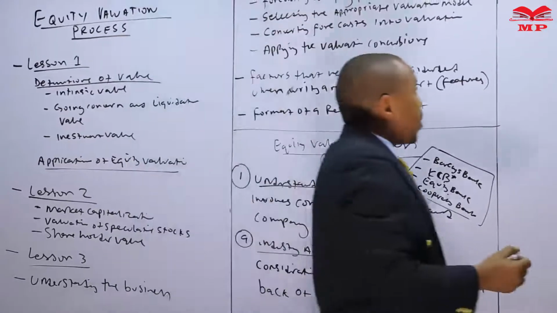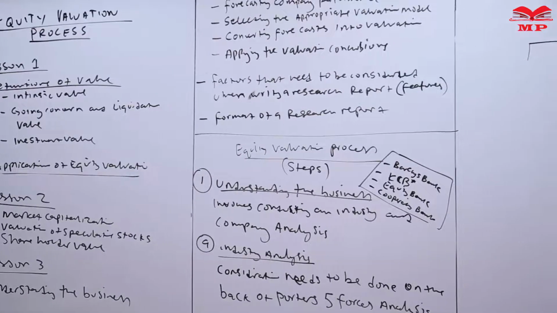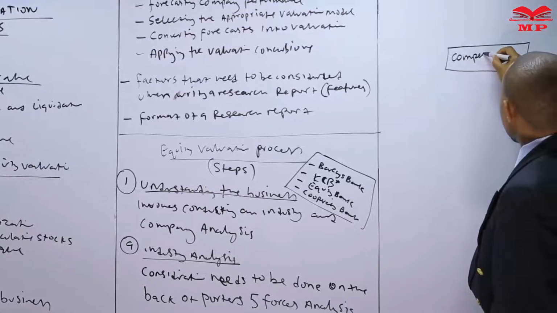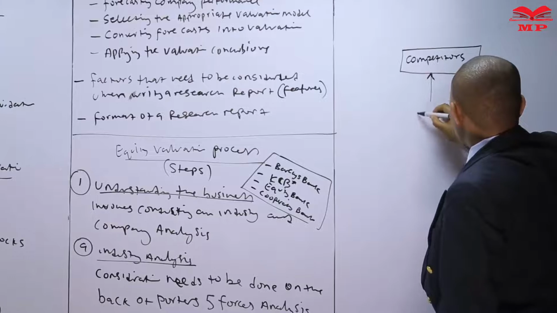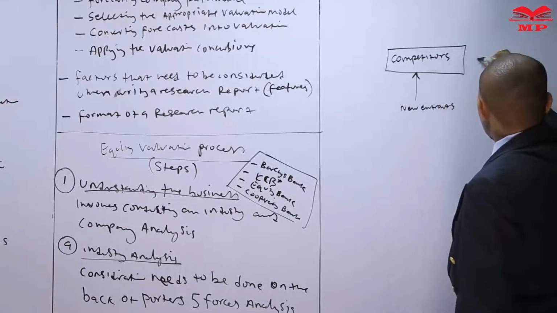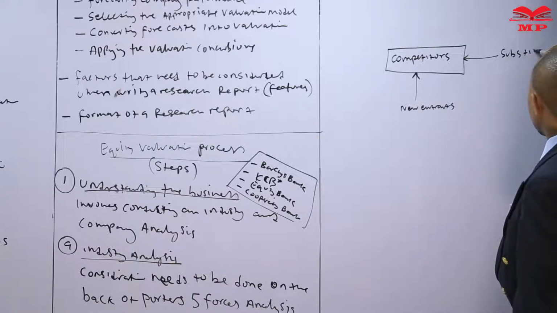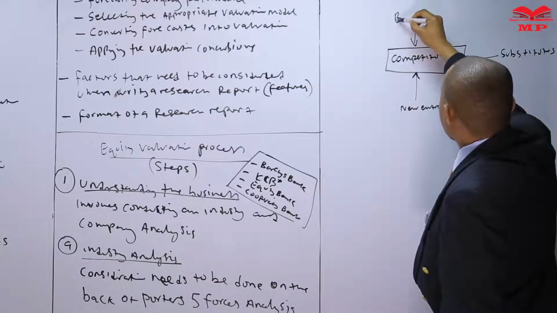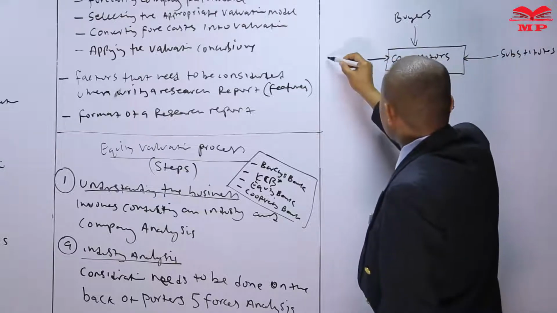Now, I will be able to explain the Porter's 5 forces analysis right here. This diagram. These are competitors. Here we have new entrants. This part over here, we have substitutes. We have buyers. And finally, suppliers.